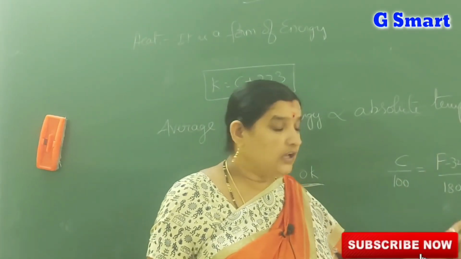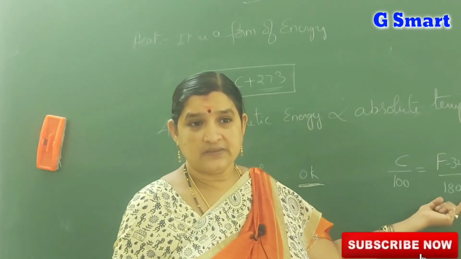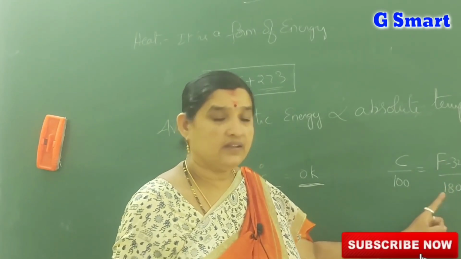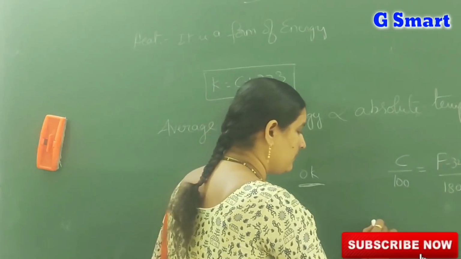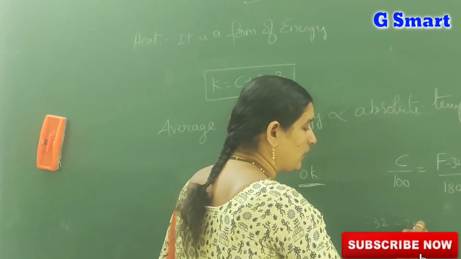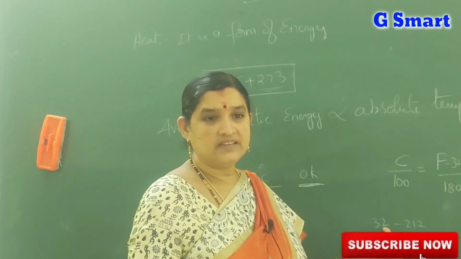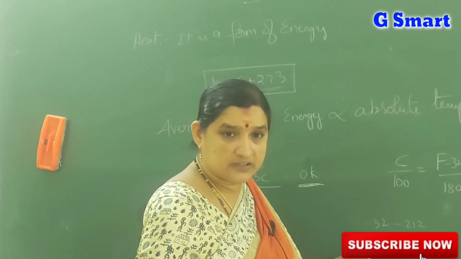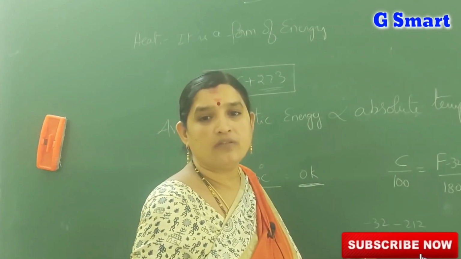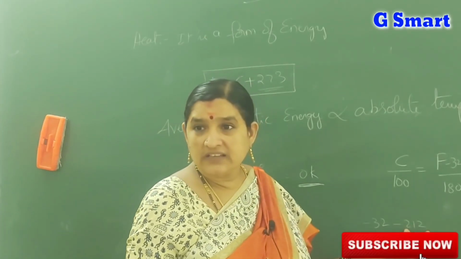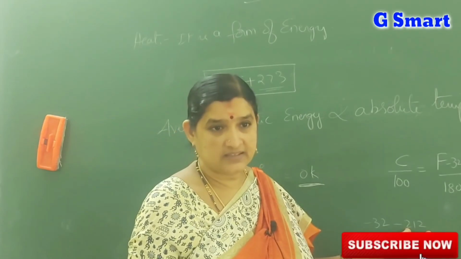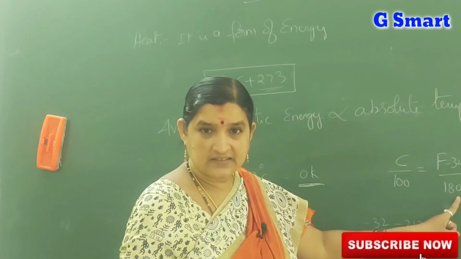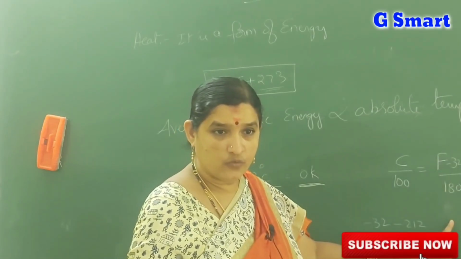In the Fahrenheit scale you have 180 divisions. Why take it as F minus 32 and 180? Observe, 32 to 212 is the range. 32 degrees Fahrenheit is the melting point of ice. 212 degrees Fahrenheit is the boiling point of water. Understand? How many divisions are there in between these? 180 divisions. That's why F minus 32 by 180.